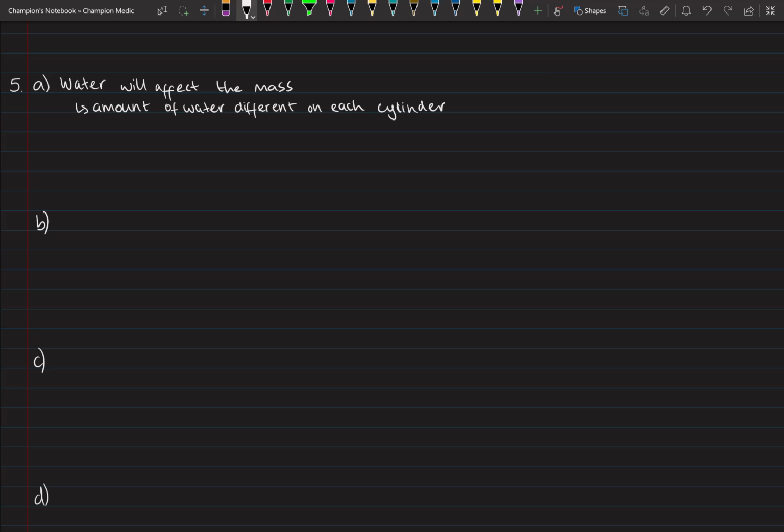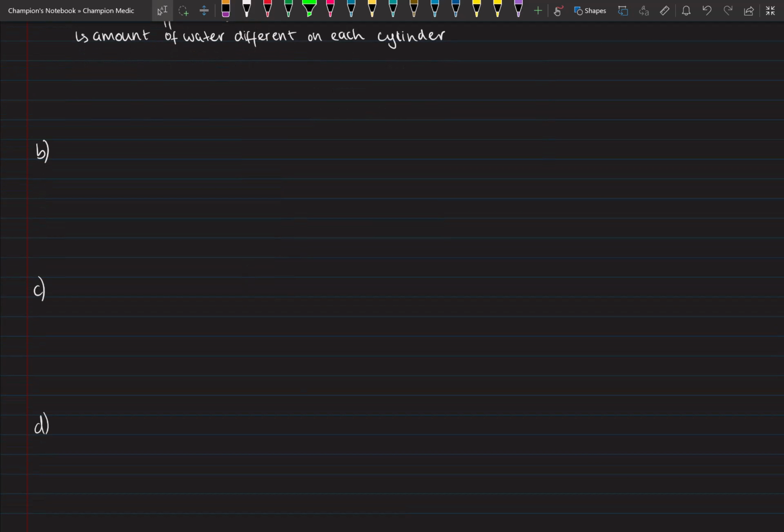So 5B. 5B is a calculation, and it's asking how you would convert from a 1 mol dm^-3 solution to a 0.2 mol dm^-3 solution and get 20 cm^3 of that. So we start off with 1 mol dm^-3 of sodium chloride, and we want to get to 0.2 mol dm^-3. That's dividing by a factor of 5.